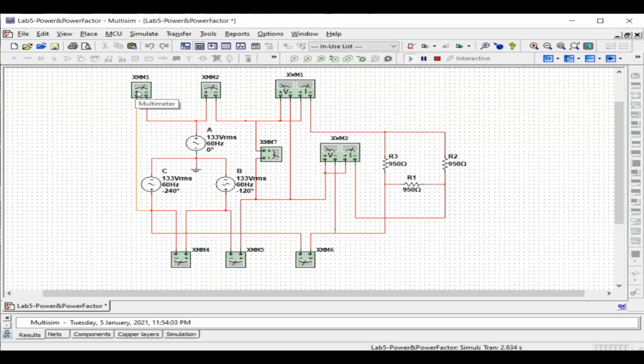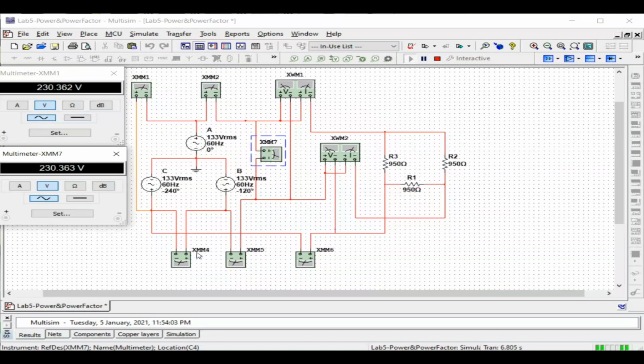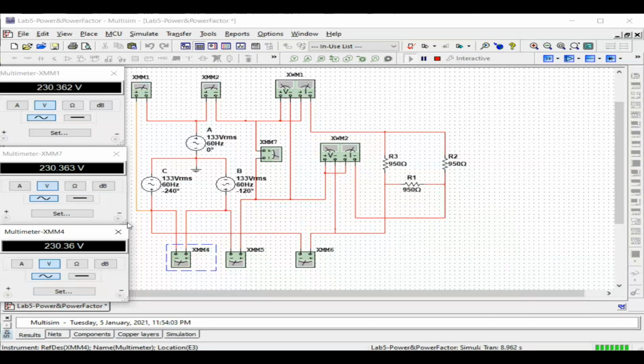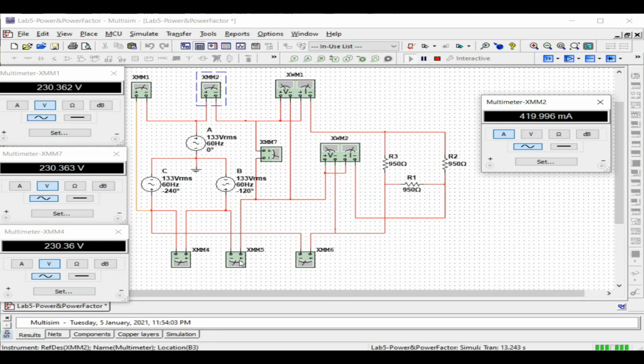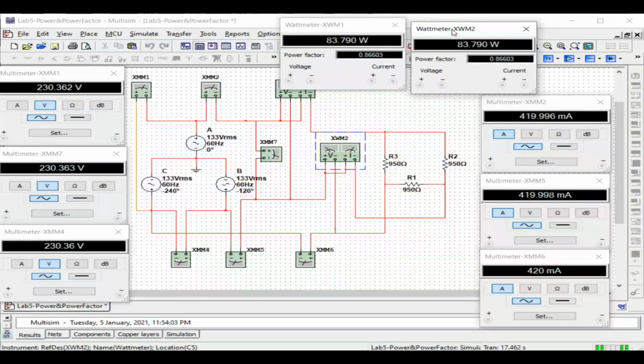So this is the voltage for AC, this is the voltage for AB, and this is the voltage for BC. This is the current for IA, current for IB and IC. This is wattmeter 1 and wattmeter 2.